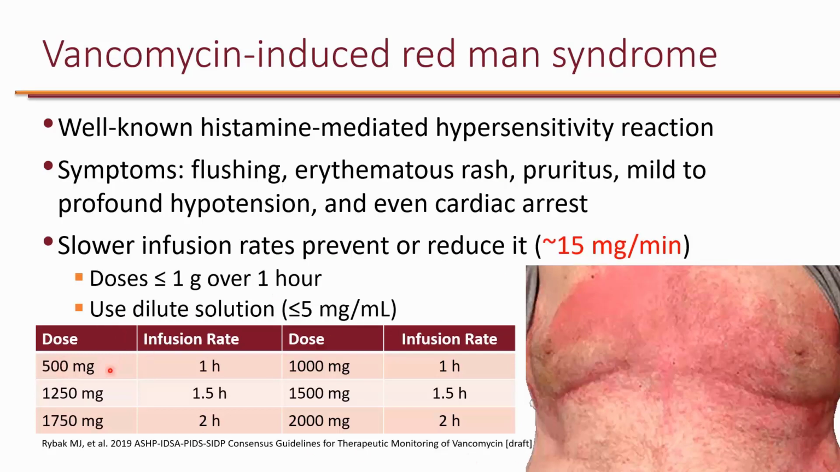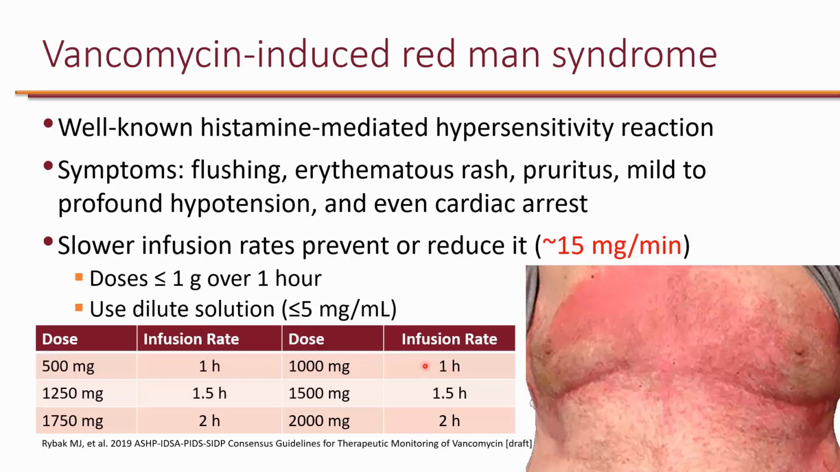You don't want to infuse anything in less than 1 hour, so the infusion time for vancomycin should be at least 1 hour, and then the higher the dose, you can actually prolong it. For 500 milligram or 1000 milligram, you typically infuse over 1 hour. So 500 milligram over 1 hour is about 8.3 milligram per minute, and 1000 milligram infused over 1 hour is about 16.6 milligram per minute, which is almost around 15 milligram per minute. It's not too much higher than 15 milligram. So most people will tolerate 1000 milligram over 1 hour.